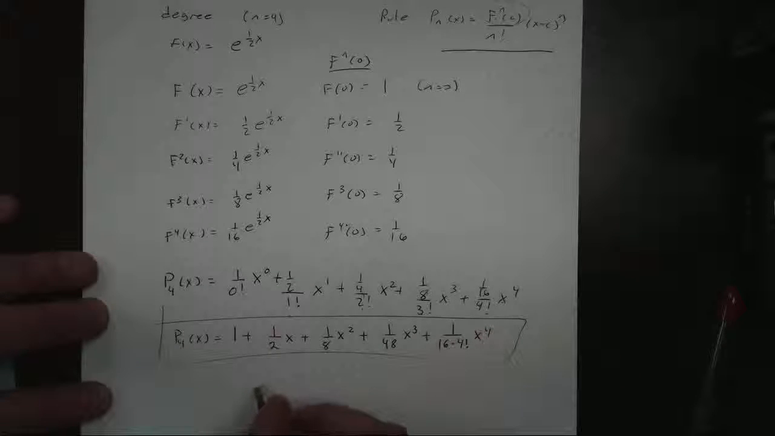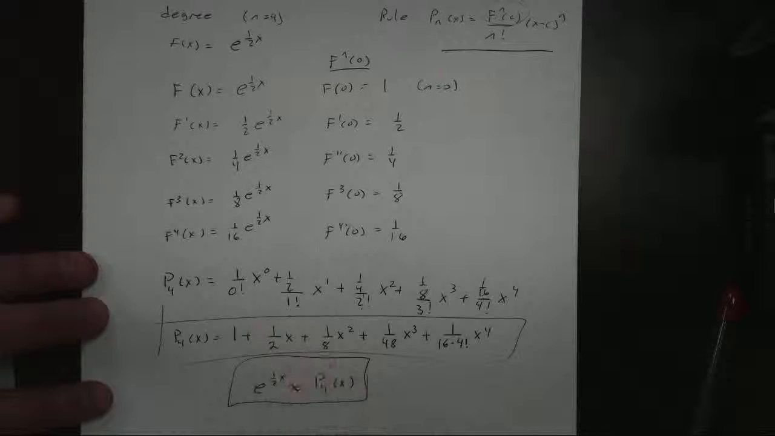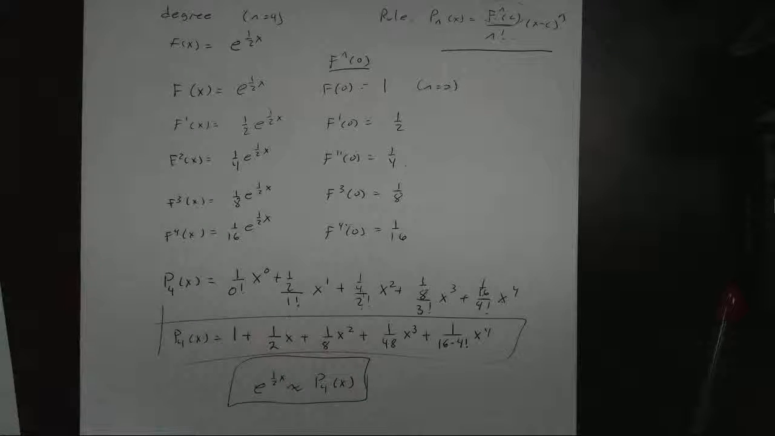And remember what this means. e to the 1/2 x is about this polynomial. Near 0, they will look exactly alike. You can graph it to see it. Now, if you go to part 3, we'll take a look at what happens if we have a series, or what happens if we're not centered around x equals 0. We'll take a look at an example there.